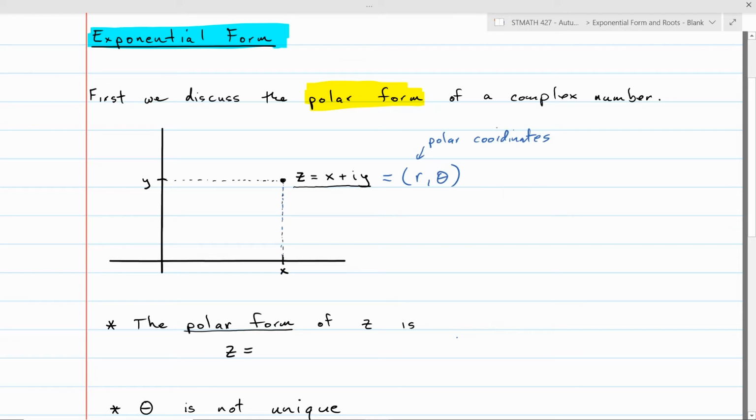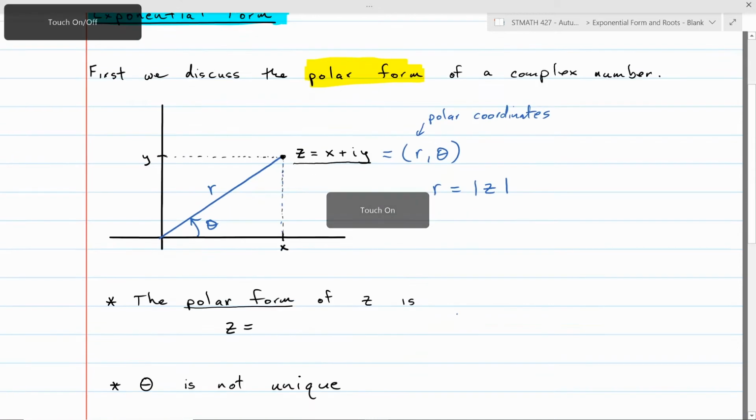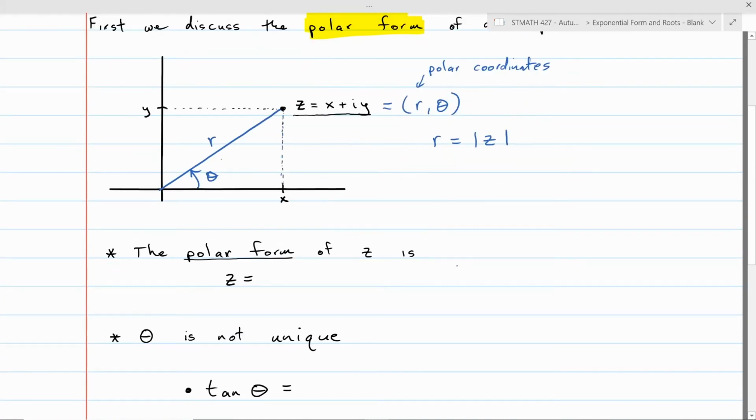Let me remind you of how that works. So the polar coordinates of a point, you have r and you have theta. So r is just the distance of that point to the origin, so it's the length of this line from z to the origin, and theta is the angle that that line labeled r there makes with the positive x-axis. So really, r here is just the modulus of z. And theta, so if you look at this little triangle inside this picture here, the bottom side of that triangle has length x, and the vertical side of it has length y.